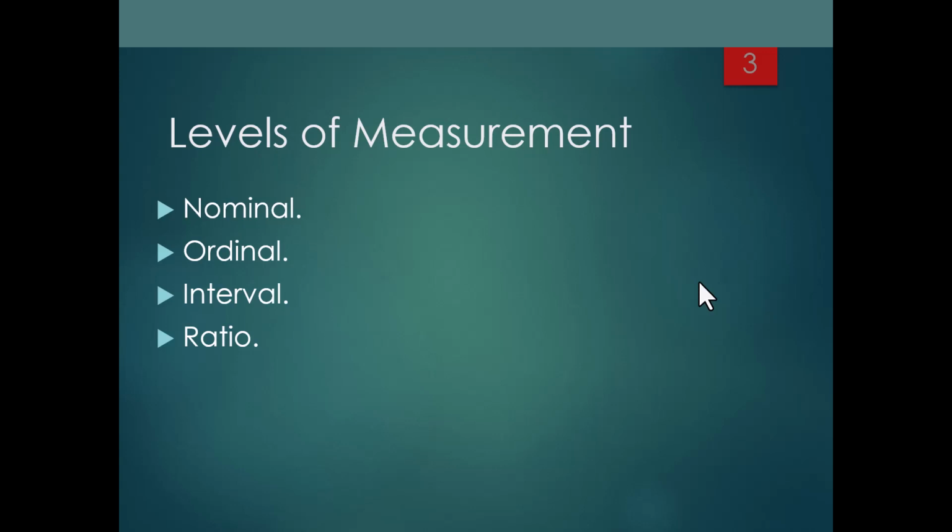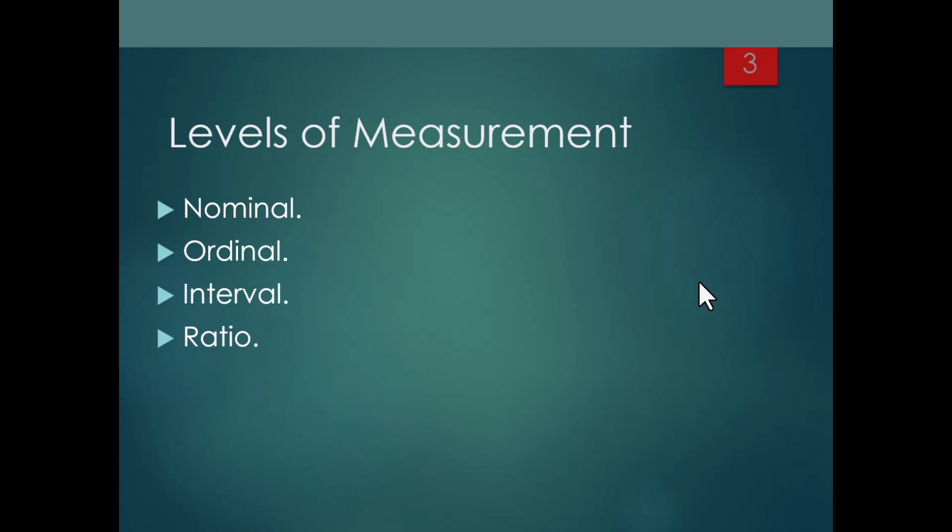Ratio. So variables at the ratio level have all the characteristics of variables measured at the interval level, but in addition, they have a true 0 value. So with the interval level measurement, intervals are equal and there's no true 0 value. However, the ratio level is interval level plus there is a 0 value.